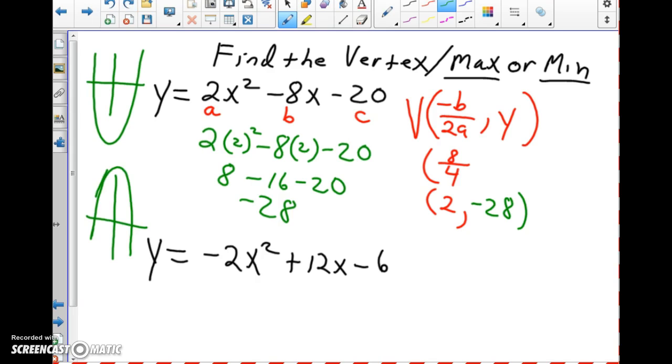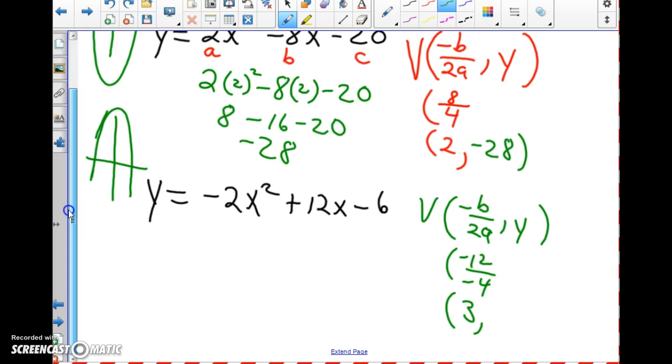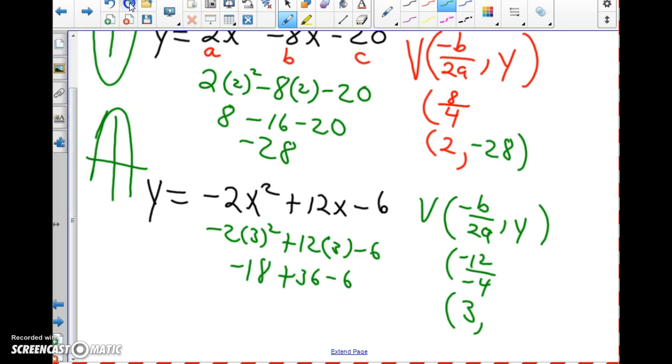So if we want to find the vertex of this one right here, it's the same situation. Let me pull this down a little bit so you can see it all. We put this all in, and we find out that that's where my vertex is. So you use negative b over 2a comma y, stick those numbers in there, and figure out where the vertex is. Now let's stop it.